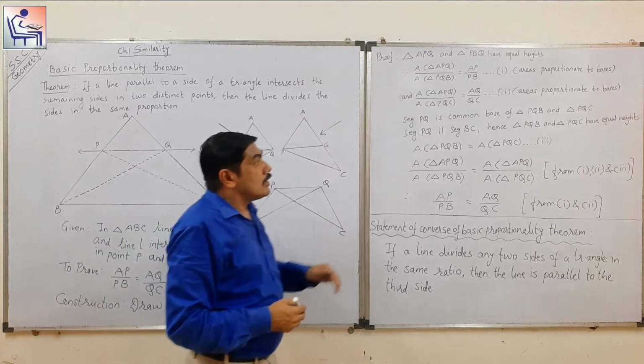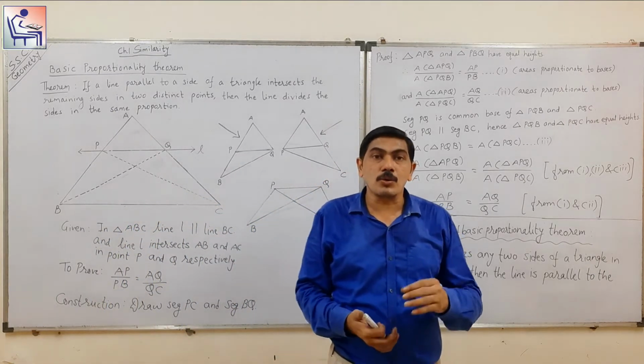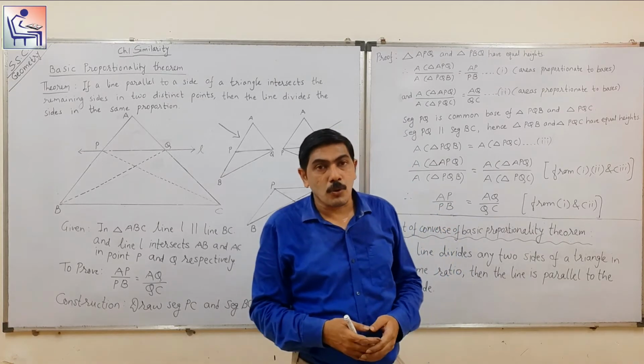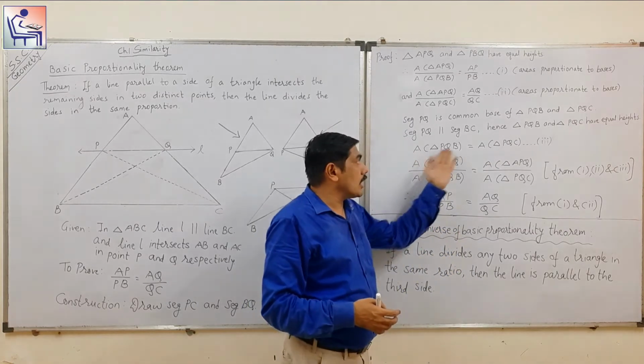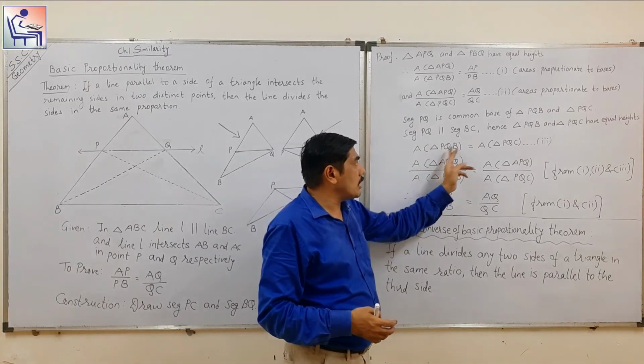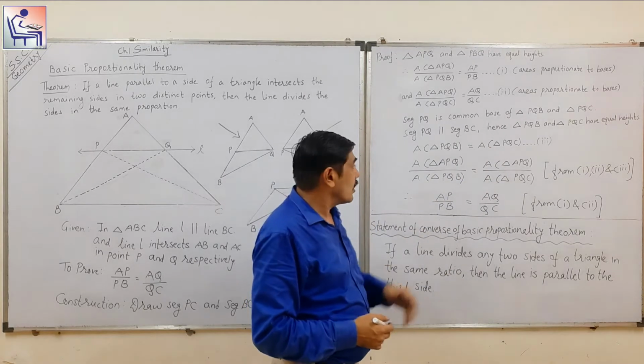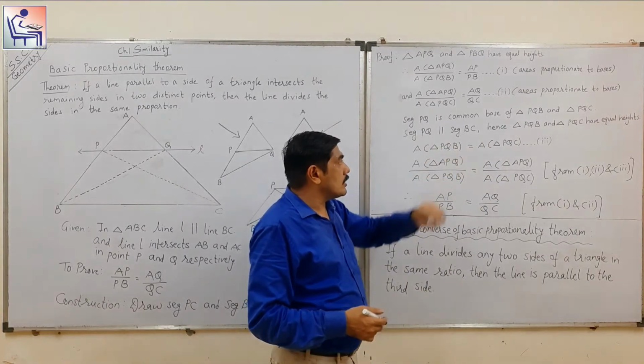सो यहाँ पे जब दोनों ट्रायंगल्स की हाइट इक्वल है और दोनों के बेस इक्वल है तो फिर दोनों के एरियाज भी क्या होंगे? इक्वल. So area of triangle PQB is equal to area of triangle PQC. This is what we got as the third statement.